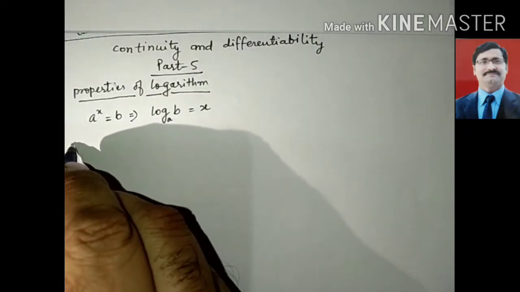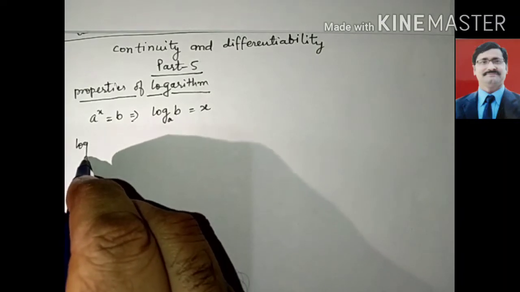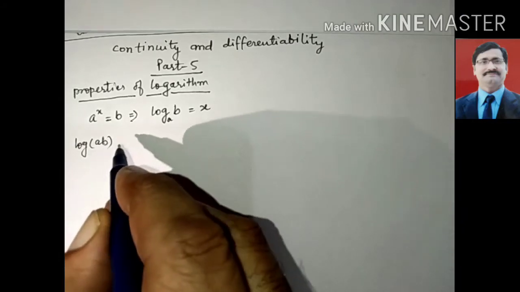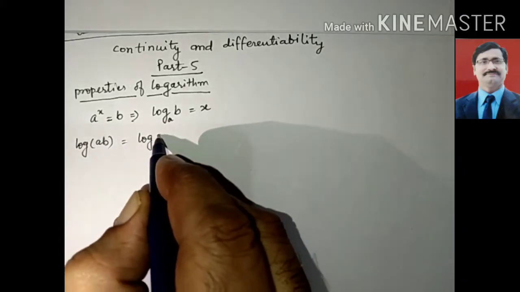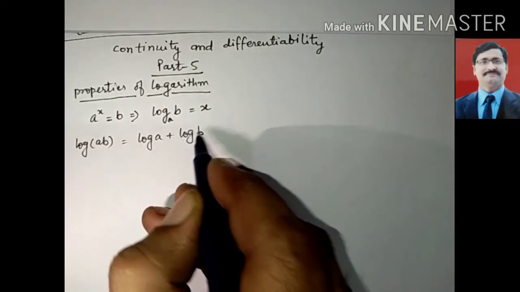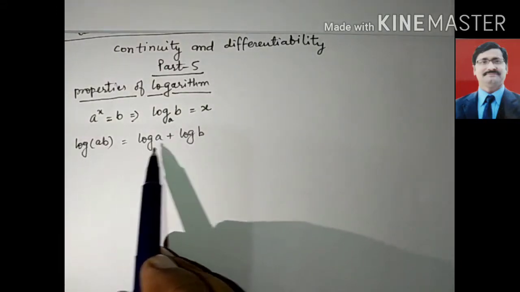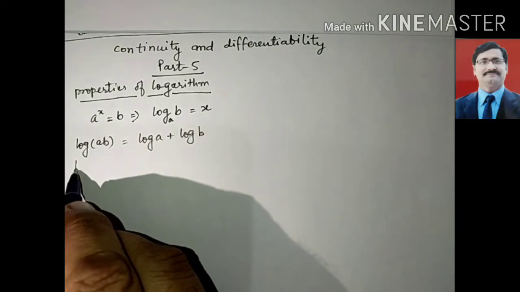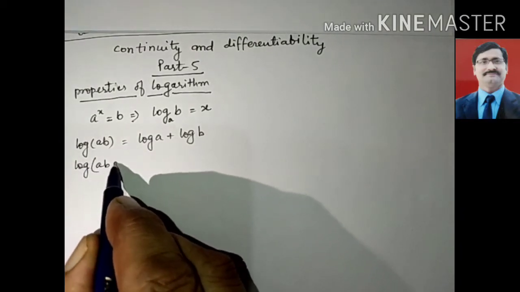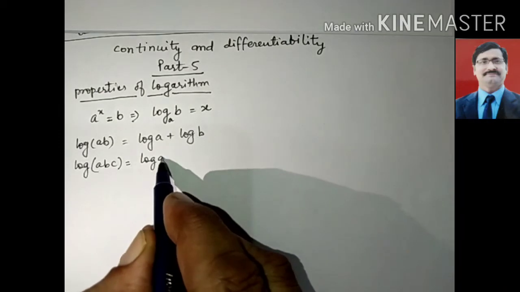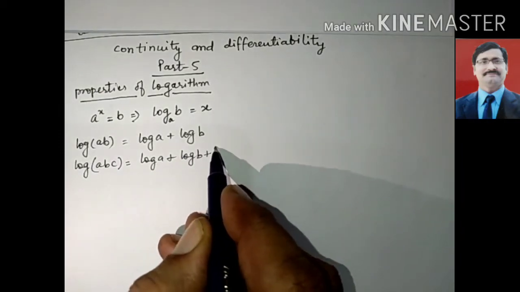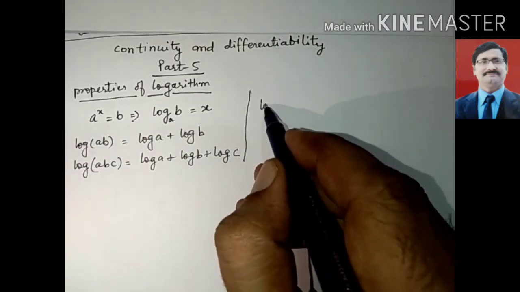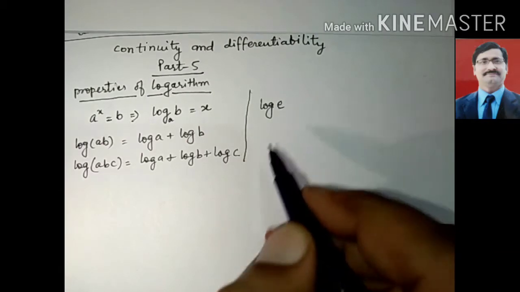Now look here, if you have log of a and b together, then you can write log a plus log b. And here the base is not given. Base not given means generally the base will be e. And similarly, if you have three numbers given, then you can write log a plus log b plus log c.